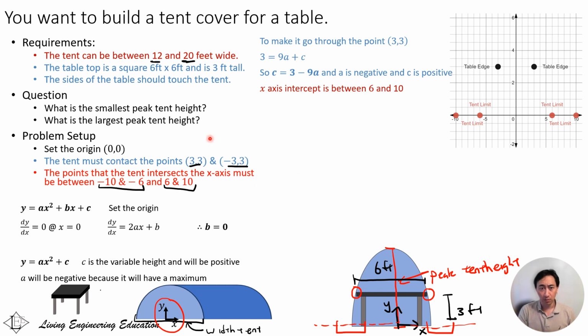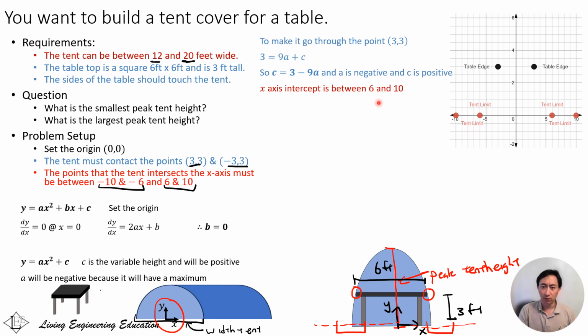Now I know that my other requirement is that we're going to range between 12 and 20 feet wide for the base of the tent. So I know that that's going to be interpreted as between 6 and 10 on the positive side, and between negative 10 and negative 6 on the negative or the left side of the axes.